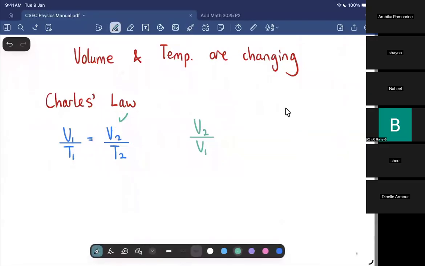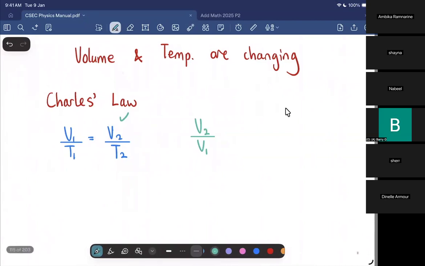So this is what I'm going to do. I'm going to multiply both sides by T2. If I multiply both sides by T2, wouldn't it cancel off over here? Yeah. It would cancel off over there. And on the other side, it multiplies. So you're now going to get T2 V1 all over T1, and that is going to be equal to V2 because the T2s would cancel off. Are you lost? No.